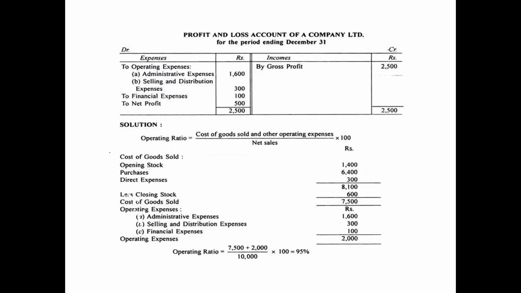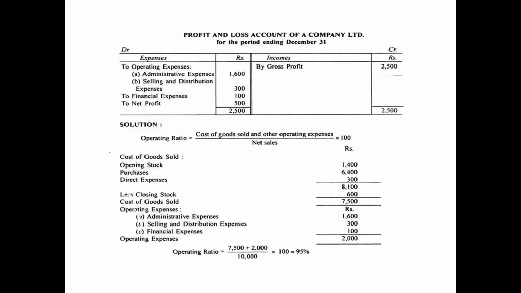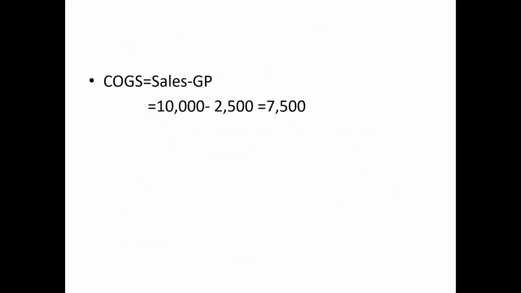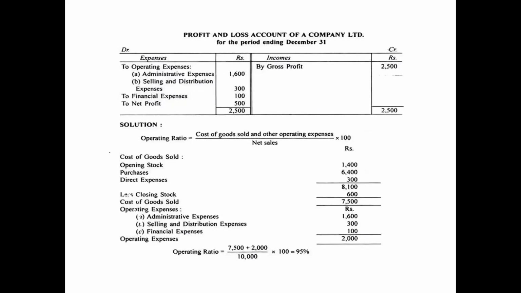So first we'll calculate the cost of goods sold. Now the formula for cost of goods sold is sales minus gross profit. Simple formula. Here the working note is given very long, but ignore that. I'll give you a shortcut. The formula is cost of goods sold is sales minus GP. Now, sales and GP, both you will get in the trading account. See, sales is 10,000 and GP is 2,500. You get 7,500 as your cost of goods sold.